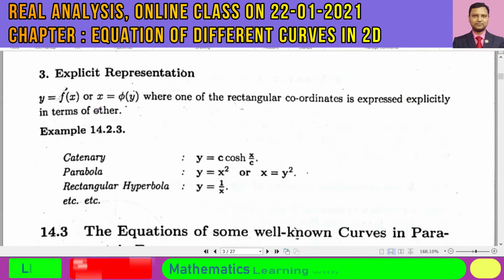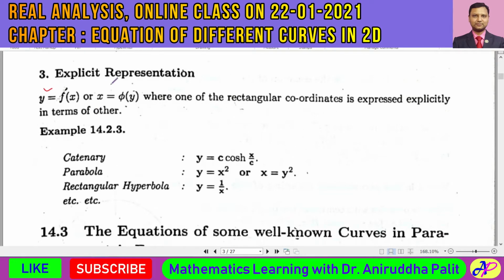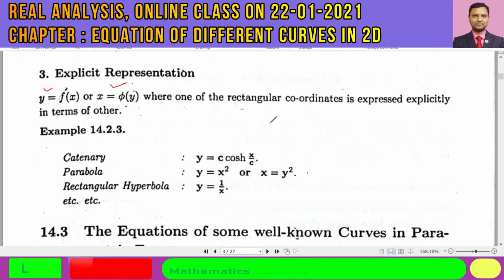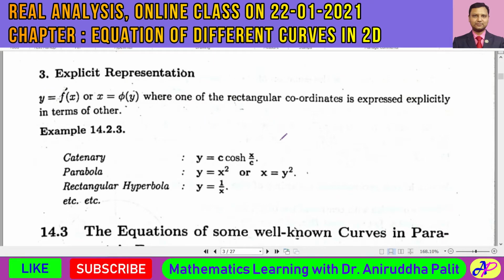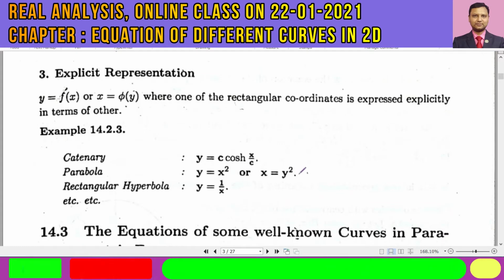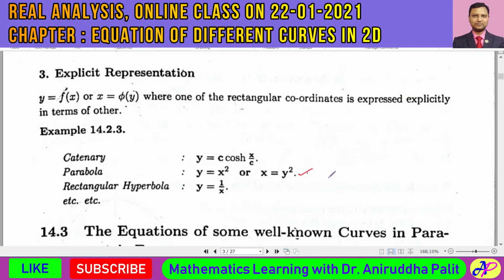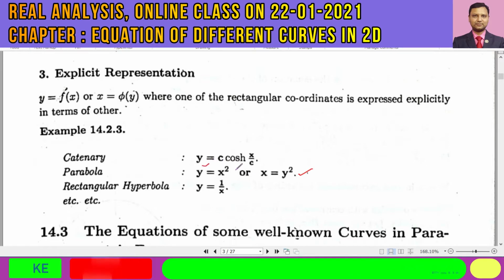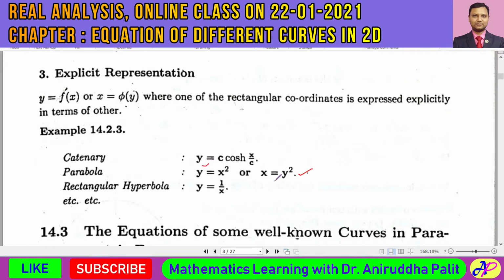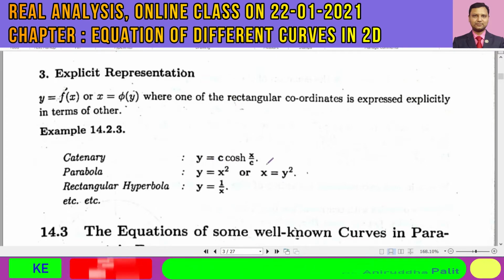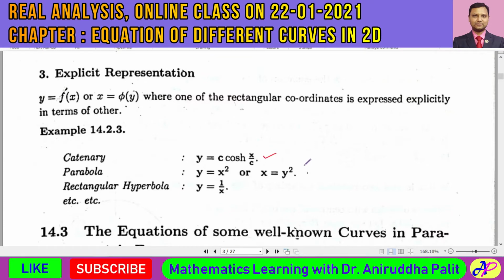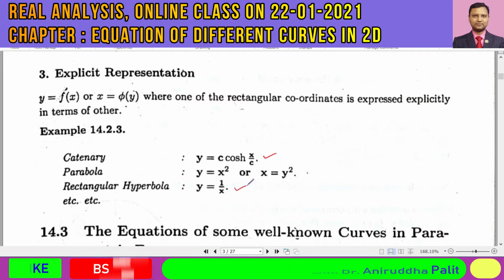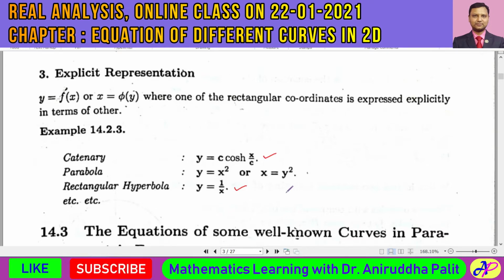Now we consider explicit representation. As I told you, y is equal to f of x or x is equal to phi of y. So x is equal to y square, or y is equal to x square. This kind of representation. These are the explicit representations of a parabola. This is one more curve that is called catenary. You see, this is this kind of curve. These are called rectangular hyperbola, y is equal to 1 by x. So these are actually examples of explicit representation of a curve.